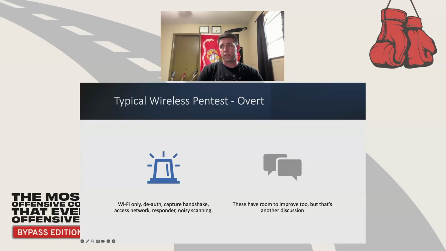As you're aware, this is wireless for red teams. A lot of the stuff that I'm talking about is not going to be applicable to your typical pen test. It could be, depending on what you're doing. But in a typical wireless pen test, you're only focusing on Wi-Fi. You're doing noisy deauth to capture a handshake, accessing that network, and maybe running Responder to get some creds and doing additional noisy scanning. You're probably going to be setting some stuff off, but you're not really worrying about getting caught here. These have some room to improve too, but that's a completely different discussion.